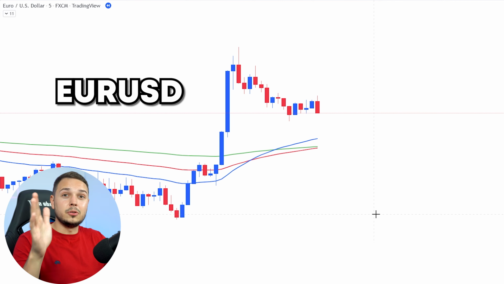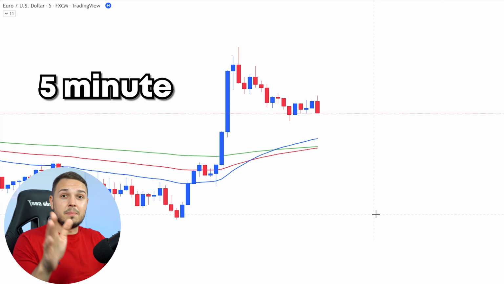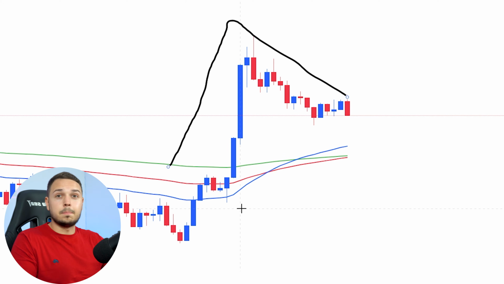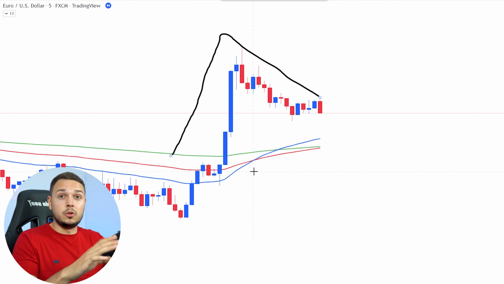So we are currently on the Euro USD currency pair, 5-minute time frame, and we can see that the market is currently on a flag pattern dropping back down. This type of price action is usually bullish, so we should be waiting for a bullish move towards the upside. Now, we cannot enter yet because we do not have an entry confirmation.